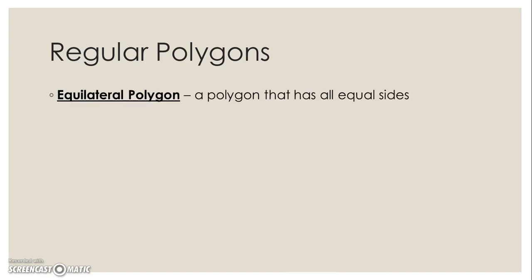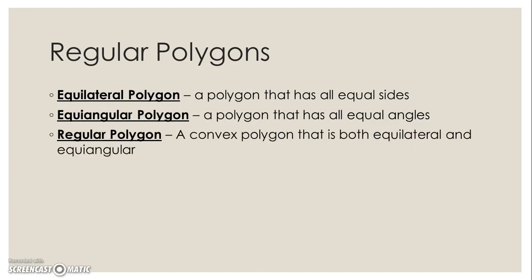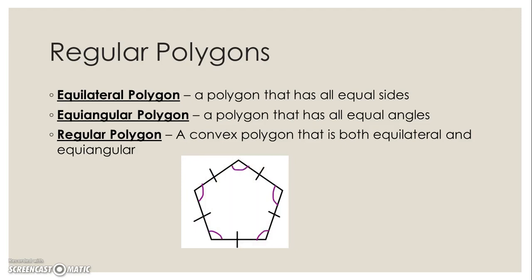So let's look at some regular polygons. The first type of regular polygon is an equilateral polygon. It is a polygon that has all equal sides. Same with angles. You have the equiangular polygon. It has all equal angles, and if it's both equilateral and equiangular, it's therefore regular. So a regular polygon is a convex polygon that is both equilateral and equiangular. So here, this pentagon has all sides congruent, therefore it's equilateral. All angles are congruent, therefore it's equiangular. And since it's both equilateral and equiangular, it is therefore regular.